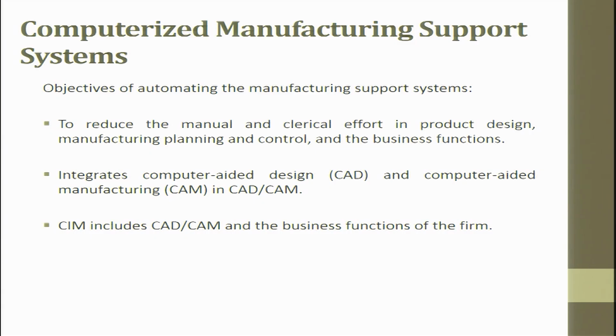So, the computerized manufacturing support system: the objectives of automating the manufacturing support system are to reduce the manual and clerical efforts in product design, manufacturing planning and control and the business functions. So, that is the need. Then it integrates computer aided design and manufacturing in CAD/CAM. So, that is what is SIMS. SIMS include CAD/CAM and the business functions of the firm. So, all these things are the objective of automating the manufacturing support system.